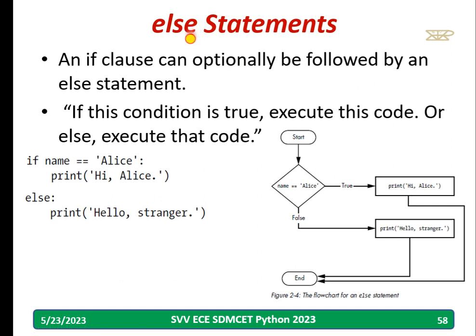Else statement. If name equal to Alice, it will do this. Else means it is not true, then it will execute this. The same thing is given using a flowchart. Pause the video, go through it.